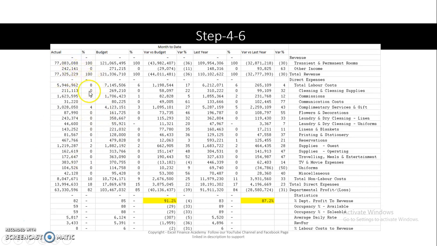So you can formulate this percentage and the calculations, so you don't need to do it again and again every time. You can just change the figures and then everything else will be done. The second thing we learned was to calculate this variance column.